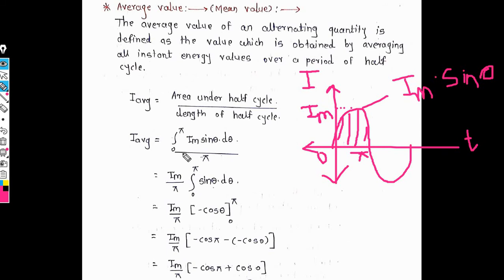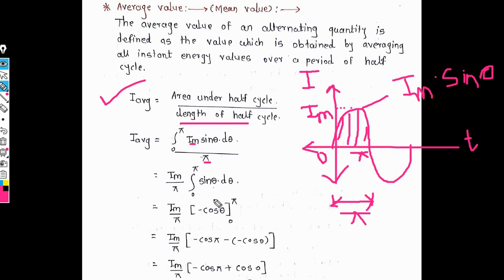Then we have considered the value of current, the average value, that is the ratio of the area of the half cycle to the length of the half cycle. The area of the half cycle runs from 0 to π, and the length of the half cycle is π. So the average current is equal to the integral from 0 to π of Im sin θ dθ upon π. Taking π and Im as constants outside the integration, that is Im upon π times the integral from 0 to π of sin θ dθ.